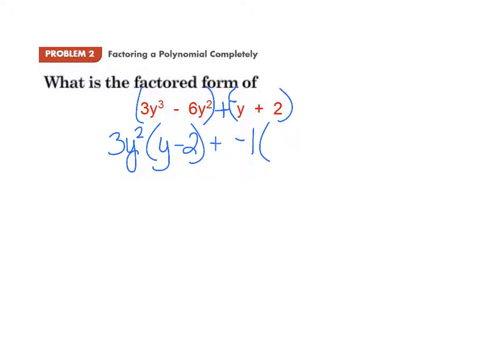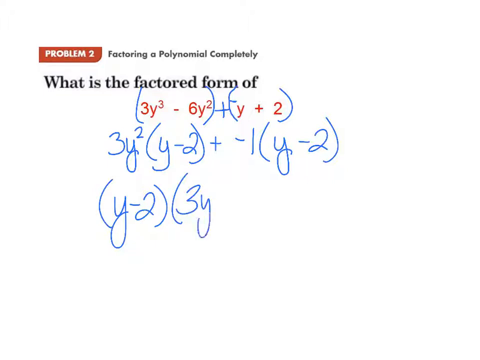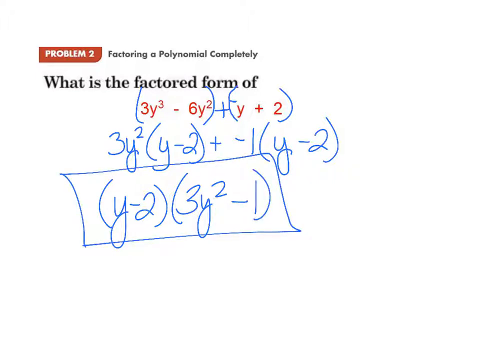Sometimes you'll have to factor out a positive 1. When I factor out the negative 1, it'll change my y to positive y, and my plus 2 will turn into a minus 2. So now my quantities match, y minus 2, and in parentheses, 3y squared. And instead of a plus a negative 1, I'll just write it as a minus 1. And there's my factorization.